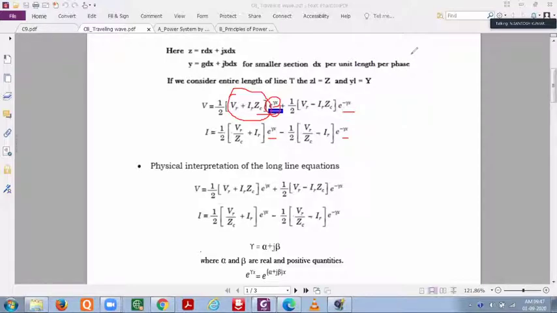As your x is increasing, e power gamma x is increasing, so the first term is increasing, right? Hence, as we are moving from receiving end to sending end, the first term in the voltage equation is increasing, which is the characteristic of a wave. Because if you take the sending end as a reference and see from there, it looks like a wave is propagating. It is originating from the sending end and traveling towards the receiving end. Right? Same with the current also.